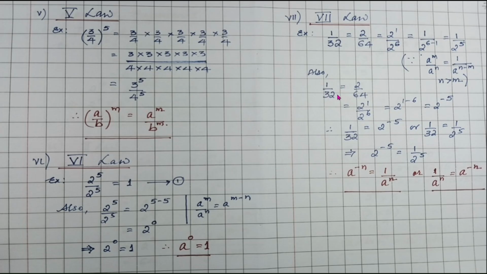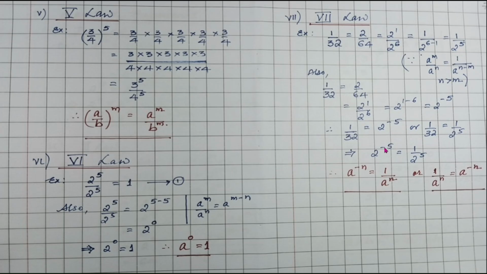Now 1 by 32 also can be written as 2 by 64, which is 2 upon 2 raised to 6. We can apply the law a raised to m by a raised to n is equal to a raised to m minus n, that is 2 raised to 1 minus 6. 1 minus 6 is minus 5, so 2 raised to minus 5. That means 1 by 32 is 1 by 2 raised to 5, or 1 by 32 is 2 raised to minus 5. That means 2 raised to minus 5 is equal to 1 by 2 raised to 5.